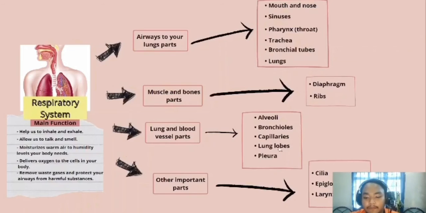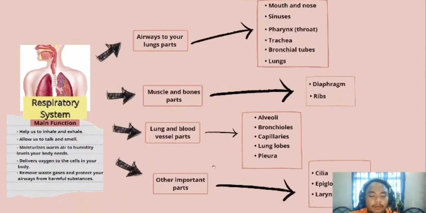And then we have the lung lobe. A lung lobe is a section of the lung. The lungs have 3 lobes, 2 on your left and 1 on your right lung. And last but not least, we have the pleura. The pleura is the thin sac that surrounds each lung lobe.